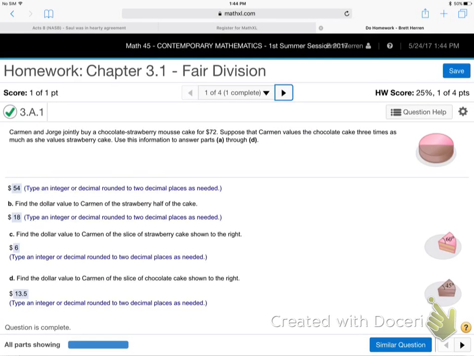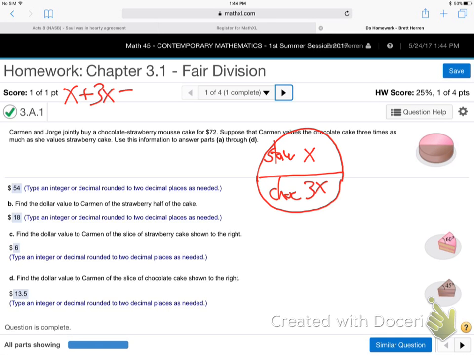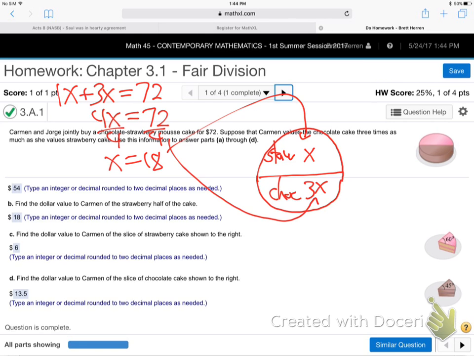All right, so here we go. Let me explain these other parts. So remember where we were. What did we have so far? We had the cake, the chocolate half and strawberry half. We called these x and 3x. We did our little algebra: x plus 3x equals 72 total. So that's 4x, because it's 1x and 3x. Divide by 4. x came out 18, and then we plugged that in. So this half was $18, and this half was 3 times 18, $54. And so we answered: $54 is the chocolate half, $18 is the strawberry half to Carmen. That's how she values it.